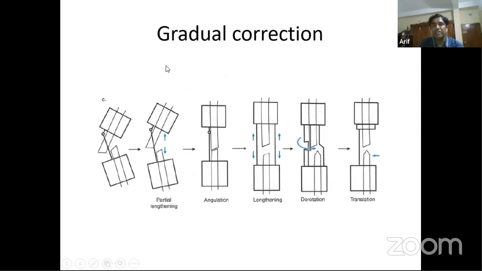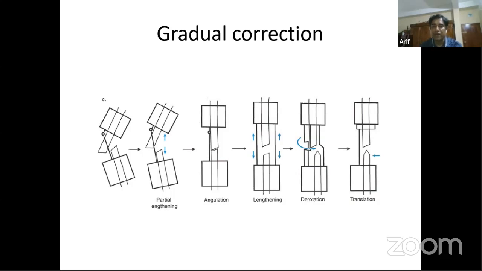And what about the gradual correction? The gradual correction is the most important thing. Usually we Ilizarov surgeons are used to this type of technique. Usually when there is angulation translation coupling, you have to just do a partial lengthening and then correct the angulation. And if you need further angulation, you can do further lengthening. You can do the lengthening, and then derotation.